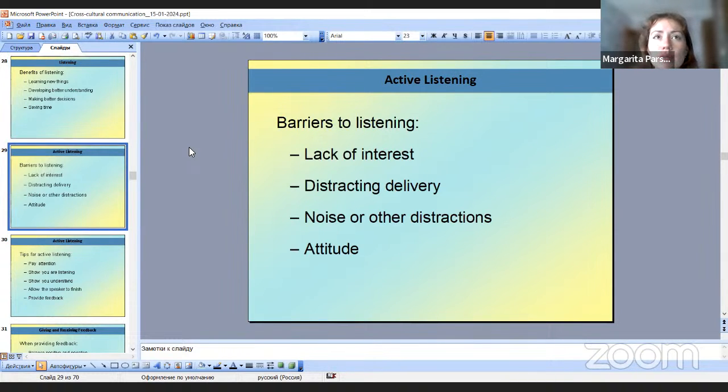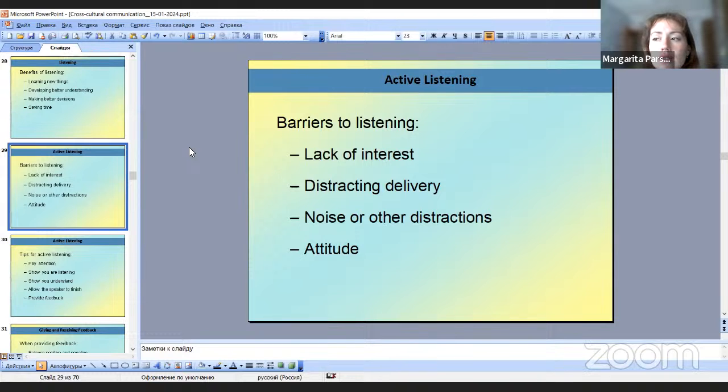What can happen in the communication process is that it's hard to communicate. The reasons can be lack of interest on some point, distracting delivery, noise or other distractions, and attitude. So, a psychological factor, we can say that lack of interest and attitude, where you do not possess a good attitude between the parties of this communication process. So try to ask questions and try to listen to them.